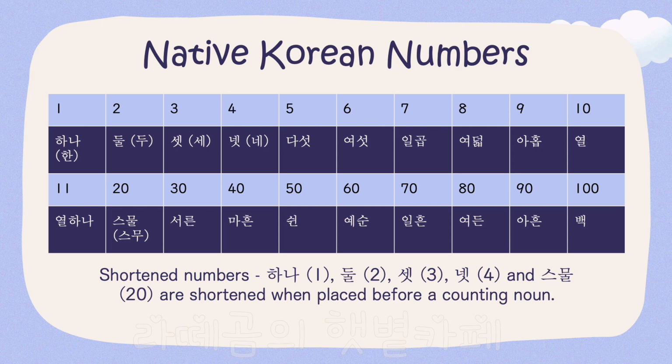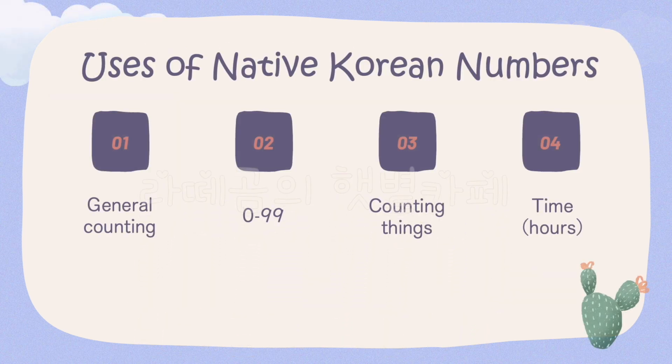And if you can see on the bottom here, or you may have noticed in some of the numbers, they have parentheses and a different term inside. These are terms that get shortened when they are placed before a counting noun. And these are 하나, 둘, 셋, 넷, and 스물. So here are the uses of native Korean numbers. We use them when we count generally or when we count things, for numbers up to 99, and for time, but only for hours.